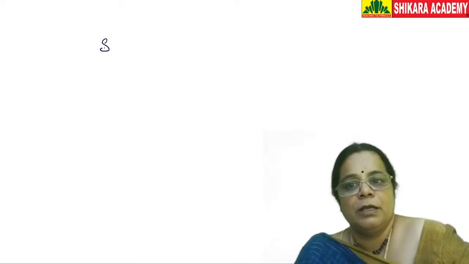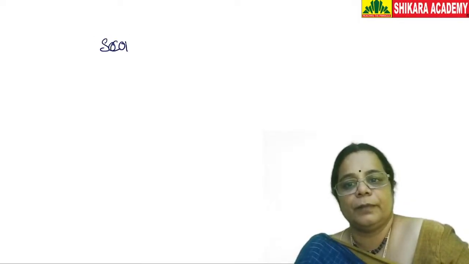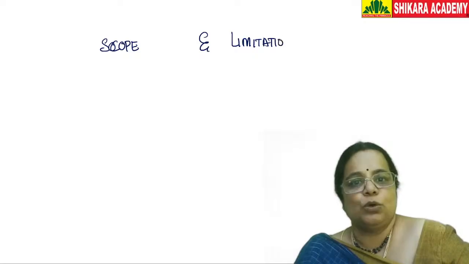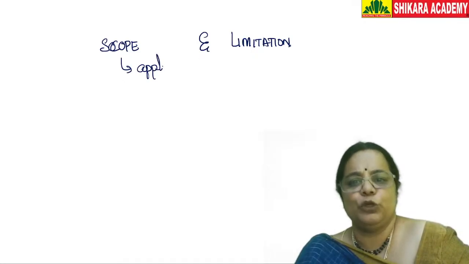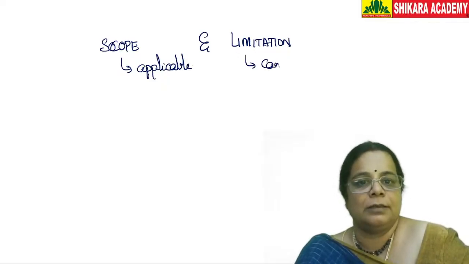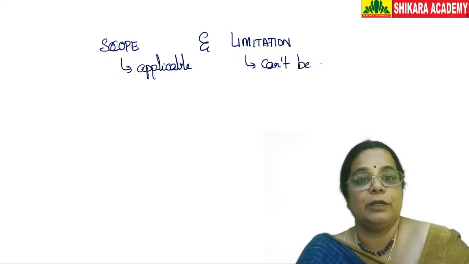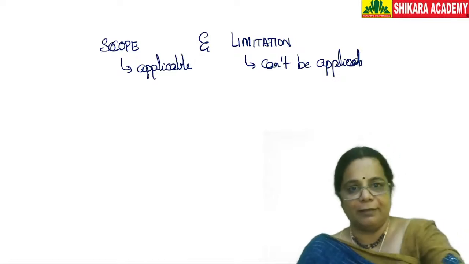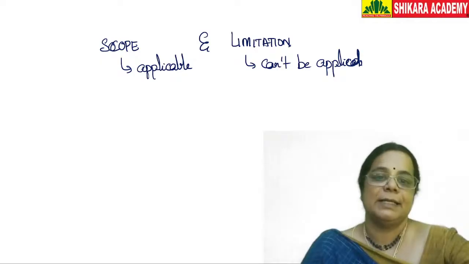Now let's understand the meaning of scope and limitation. What do we mean by these two terms? Scope is basically where it is applicable, where all you can use it. Where all it cannot be applied, where all it will not have any impact, that is called limitation.